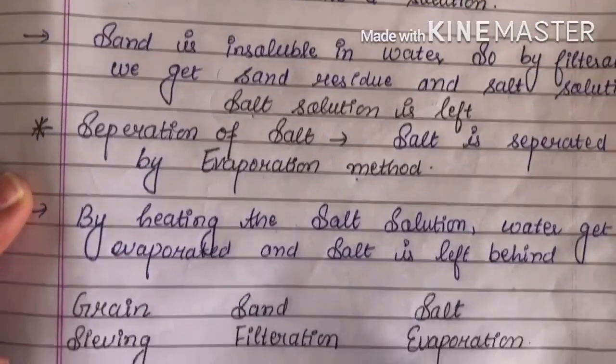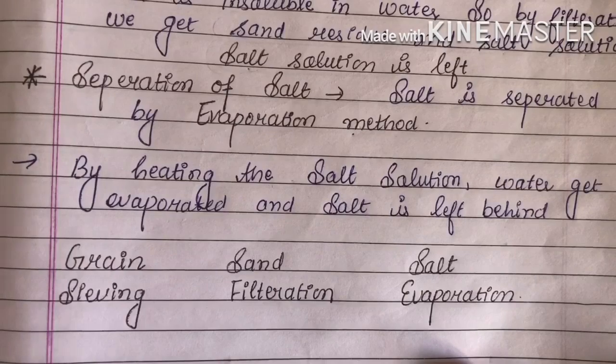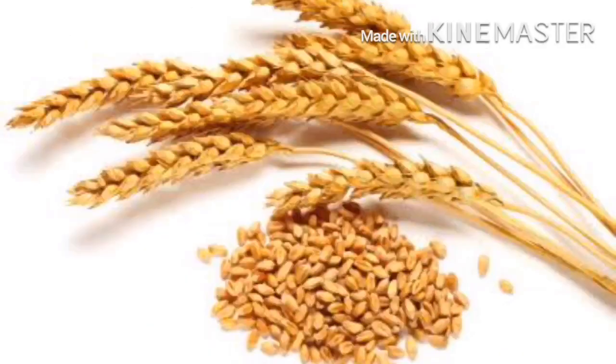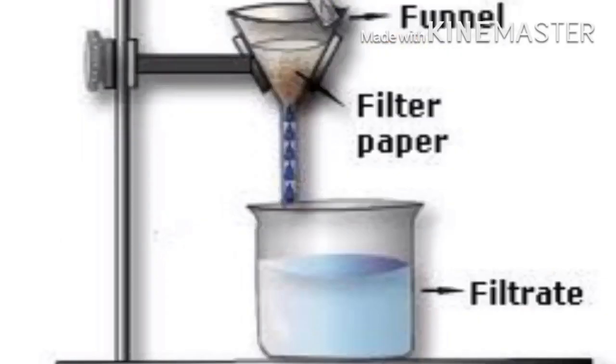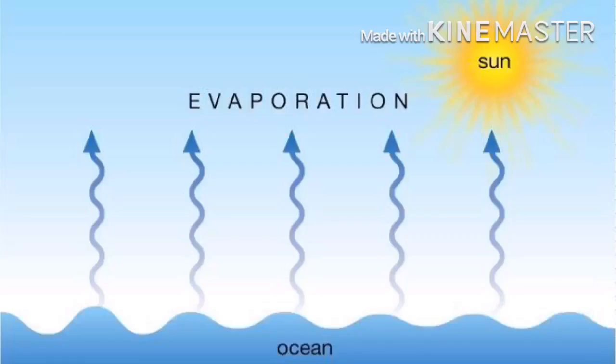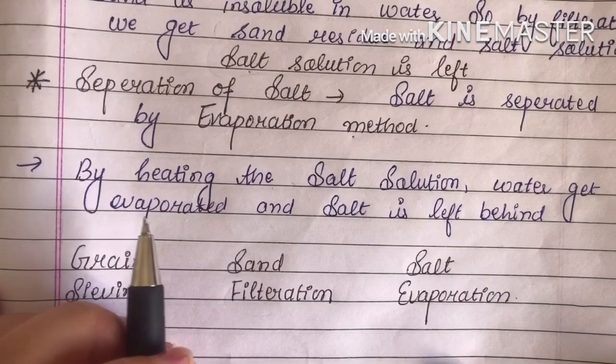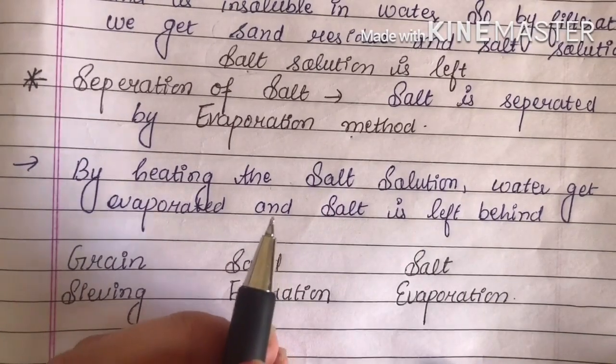So here we combine the three methods for separation, that are sieving for grain, filtration for sand and evaporation for salt. So I hope you are now able to separate more than two components in a mixture.